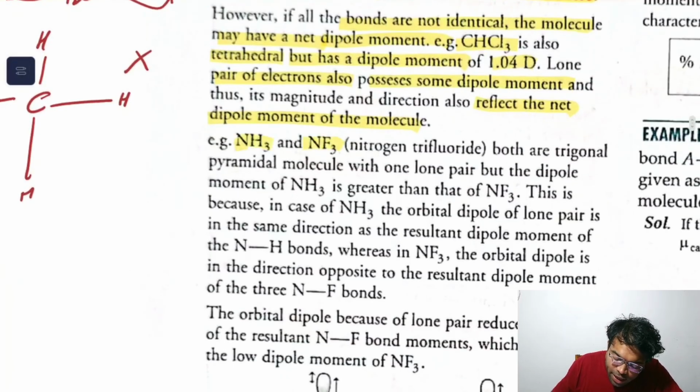NH3 and NF3, nitrogen trifluoride, are both trigonal pyramidal molecules with one lone pair of electrons, but the dipole moment of NH3 is greater than that of NF3. This is because in NH3, the orbital dipole of the lone pair is in the same direction as the resultant dipole moment of the NH bonds, whereas in NF3, the orbital dipole is in the direction opposite to that of the resultant dipole moment of the NF bonds.